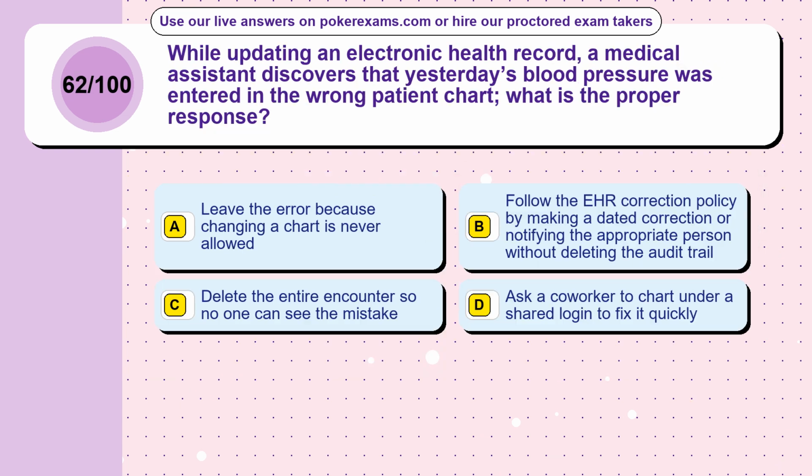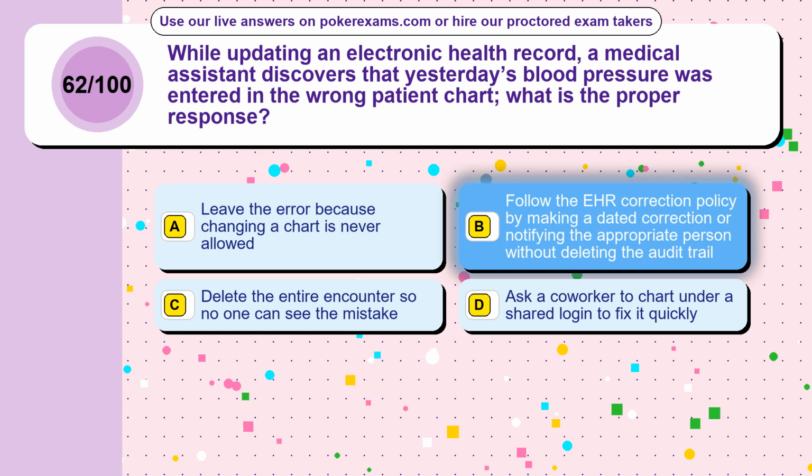Question 62. While updating an electronic health record, a medical assistant discovers that yesterday's blood pressure was entered in the wrong patient chart. What is the proper response? Option A. Leave the error because changing a chart is never allowed. Option B. Follow the error correction policy by making a dated correction or notifying the appropriate person without deleting the audit trail. Option C. Delete the entire encounter so no one can see the mistake. Option D. Ask a coworker to chart under a shared login to fix it quickly.